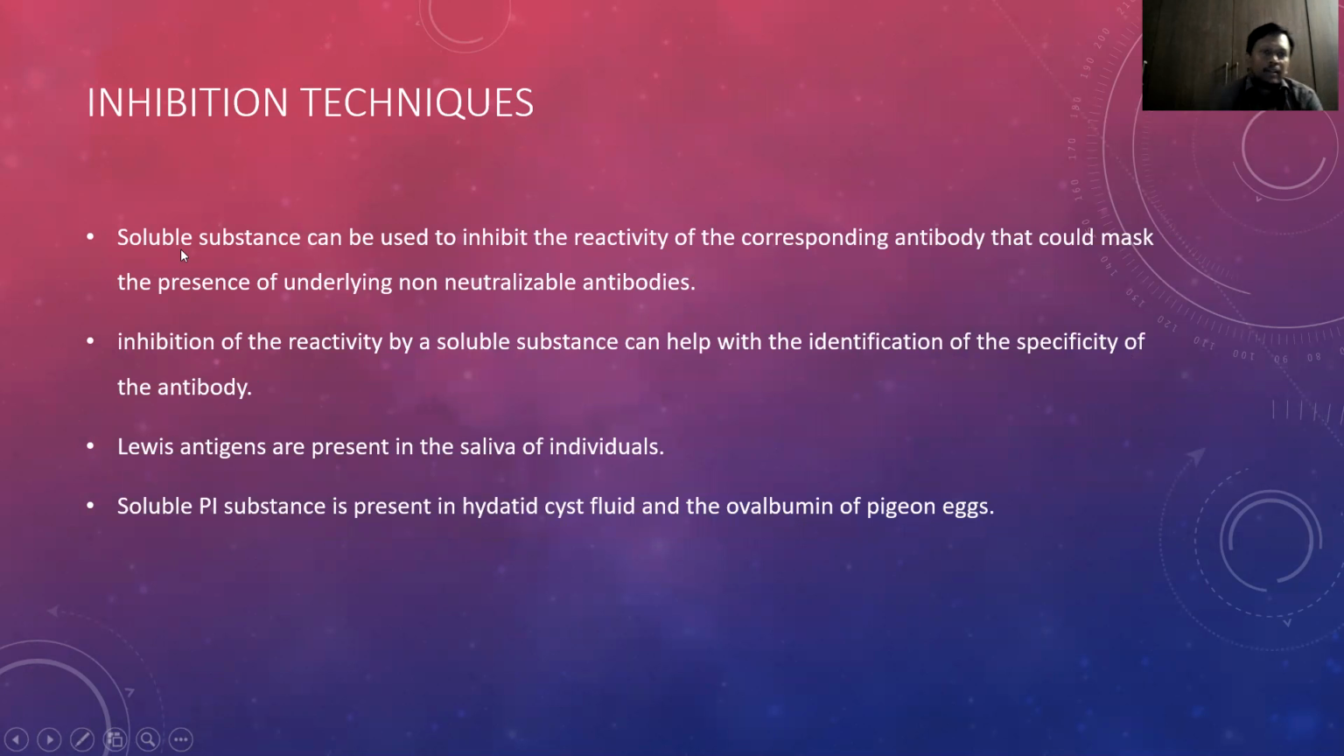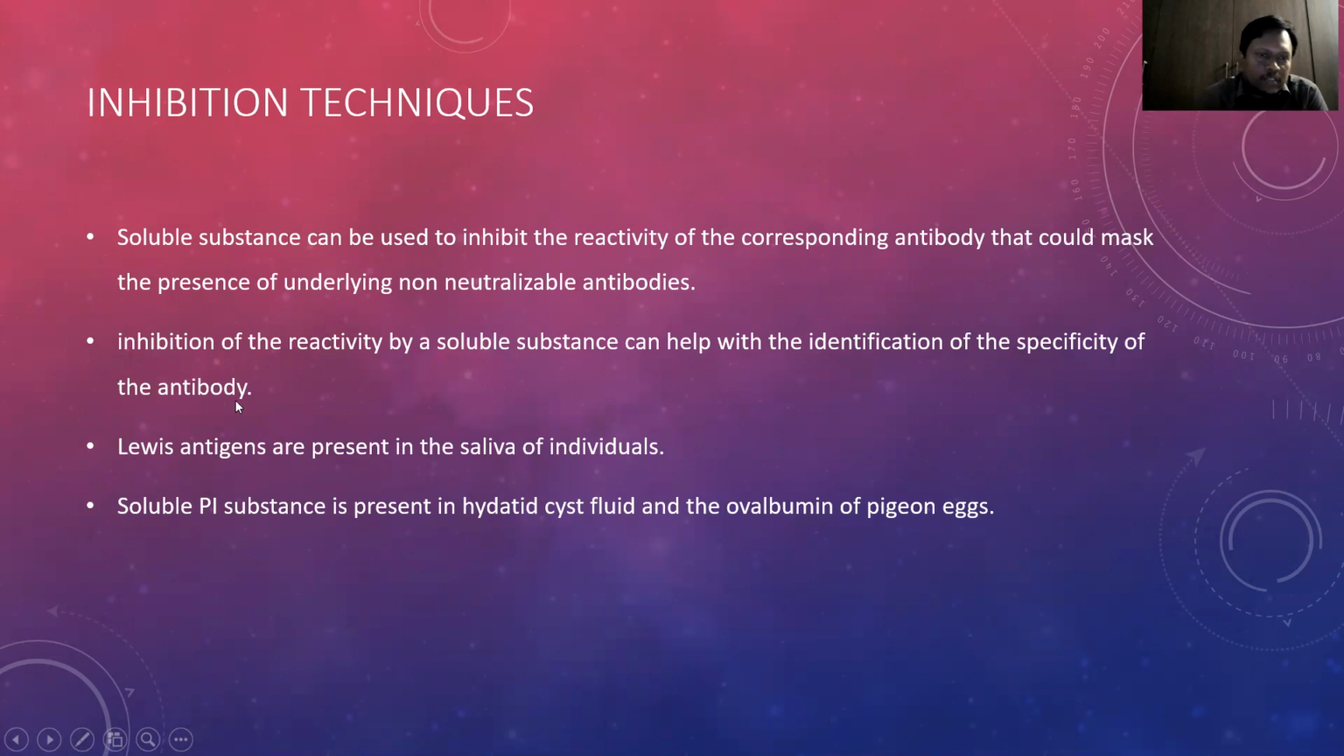Next is inhibition techniques. So we see some soluble substances present. They can be used to inhibit the reactivity of the corresponding antibody that could mask the presence of any underlying non-neutralizable antibody. So we can use the inhibition technique to inhibit one particular antibody. Inhibition of the reactivity by a soluble substance can help with the identification of the specificity of the antibody. So we can also identify specificity by using this inhibition technique.